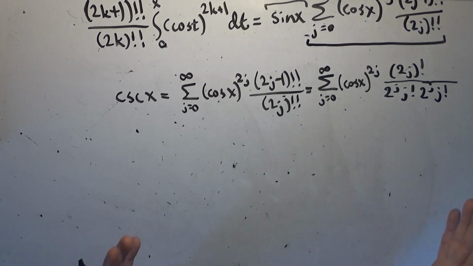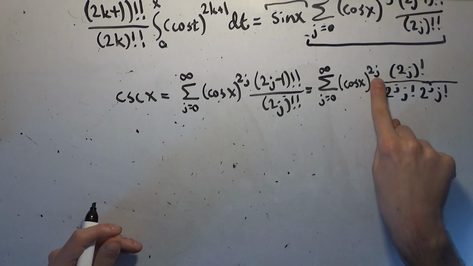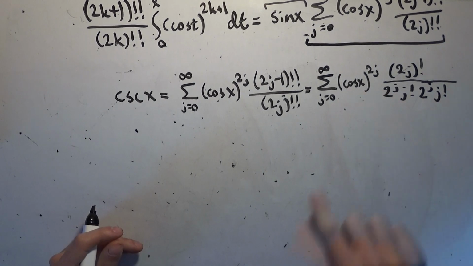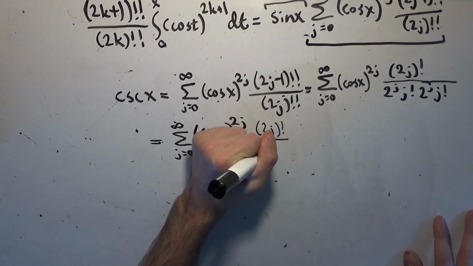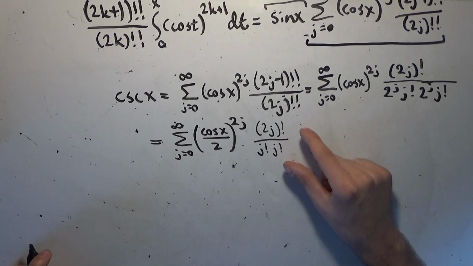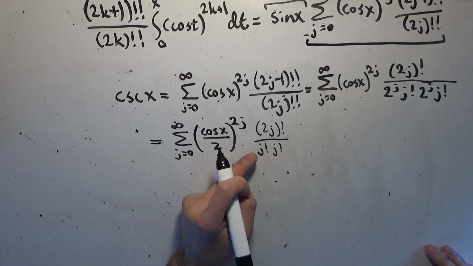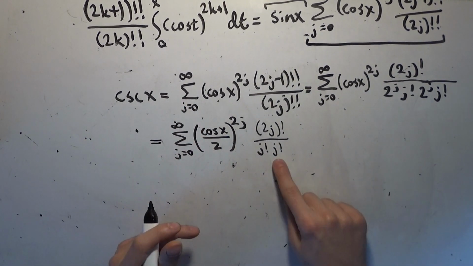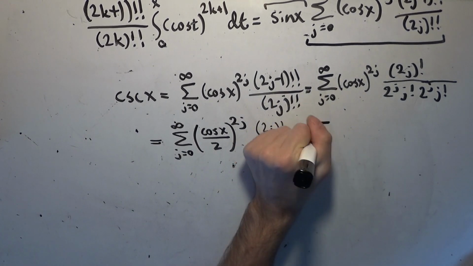But now we can sort of rearrange this again. We have 2 to the j times 2 to the j. That's equal to 2 to the 2j, and that's the same power as that. So we can rewrite this as cosine of x over 2, all to the power of 2j. And now we're left with 2j factorial over j factorial times j factorial. But this also looks sort of familiar. This is actually the binomial coefficient, right? Because we have 2j factorial over j factorial times 2j minus j factorial, which again is just j. So if you're familiar with binomial coefficients, this thing turns out to just simplify in this way.